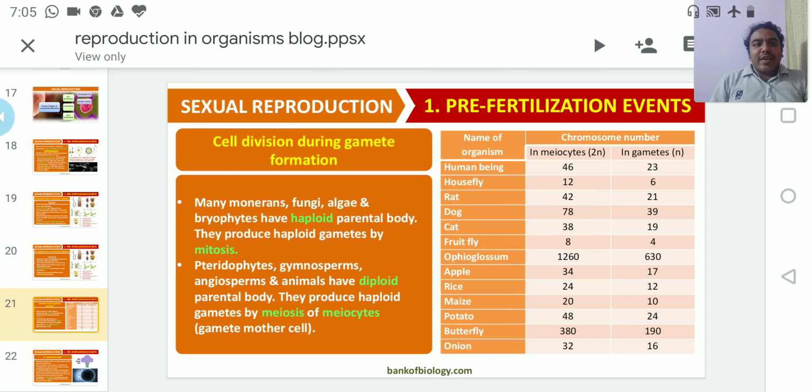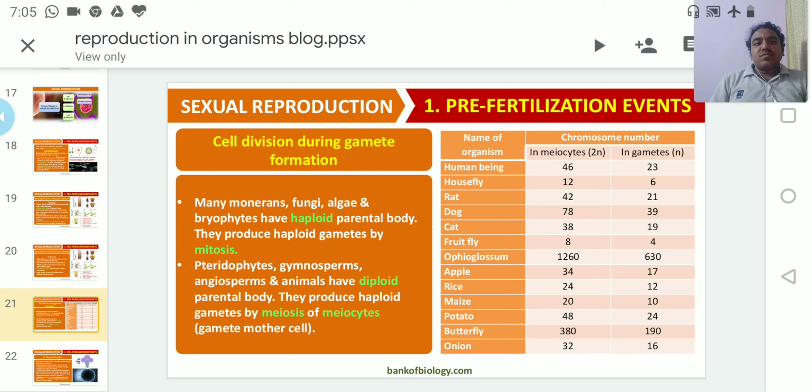So how will it be? Many monoploid organisms, that means lower level organisms like fungi, algae, even bryophytes, have a haploid parental body. That means they produce haploid gametes by mitosis. Mitosis, you know very well, in the last year we studied the two types of cell division, mitosis and meiosis. Mitosis can be seen in body formation cells, the autosomes.